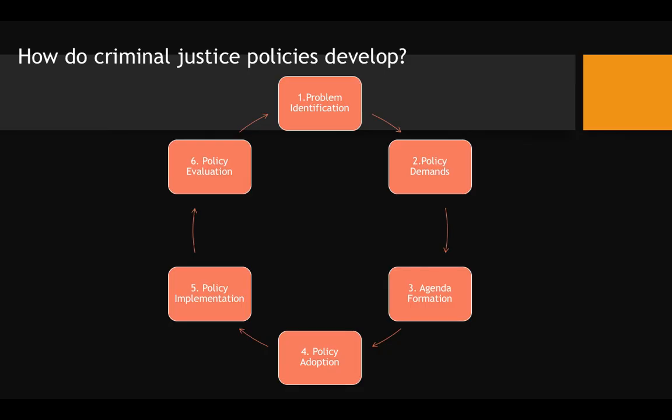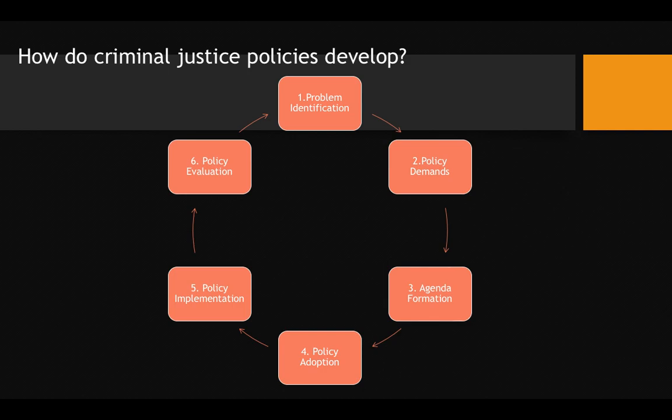So, how is a policy going to develop? And this is not only criminal justice policy, but policies in general. As you see here, it is a six-step process. First, we're going to have the identification of the problem. What is the problem? Based on that problem, what are going to be the demands of the policy that we're going to create? Then we're going to come up with an agenda. We're going to form an agenda to see how we tackle this problem, how the policy is going to be made to tackle the problem.